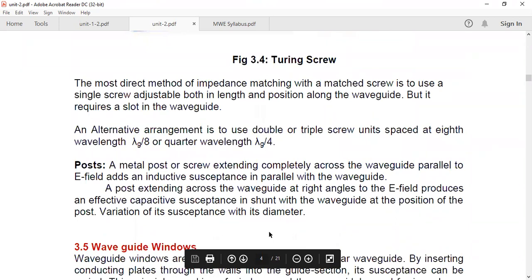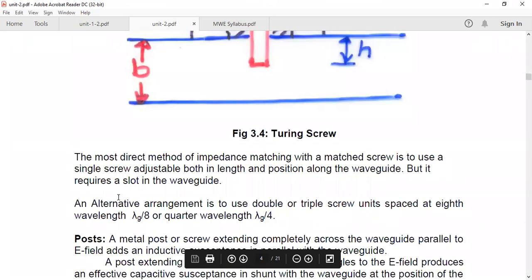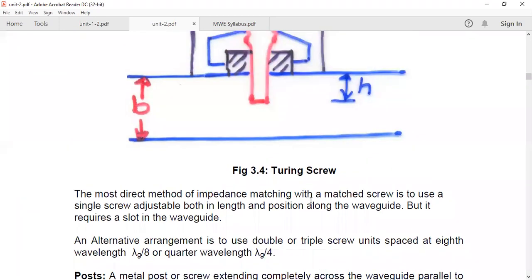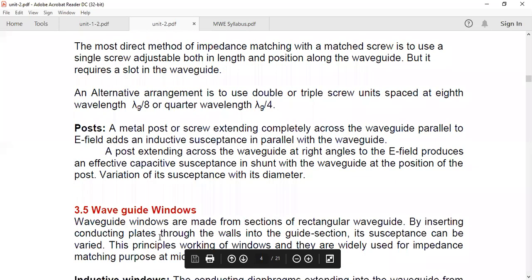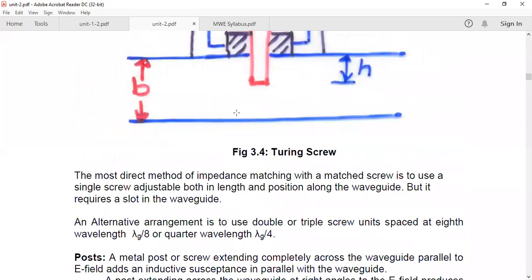That is the tuning screws. Here we can have double or triple screws also. So we can vary the inductance and capacitance value in our rectangular waveguides. This is the eighth wavelength or quarter wavelength, that is lambda g by 4. This arrangement varies the inductance and capacitance, which we can observe.